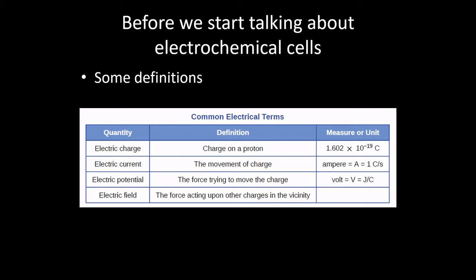And then the last one, there's the electrical field, and this is a force acting upon other charges in the vicinity, and we're not going to really worry too much about electrical fields. If you take Physics 2, you are going to worry about electrical fields. It's going to be one of your biggest worries. Electrical and magnetic fields are all over in Physics 2, but this is not Physics 2. This is Chem 2, and so we are not going to worry about it.